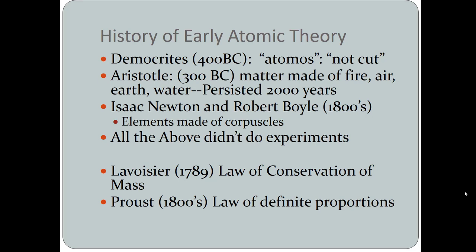We're going to talk about the history of early atomic theory and start way back in 400 BC with a philosopher by the name of Democritus. And he imagined a loaf of bread, and if you cut the loaf of bread in half, you get two halves. Well, what if you take each of those halves and cut them in half, and then take a piece and cut it in half, and another piece and cut it in half? Are you ever going to get to a point where you can't cut it in half anymore?